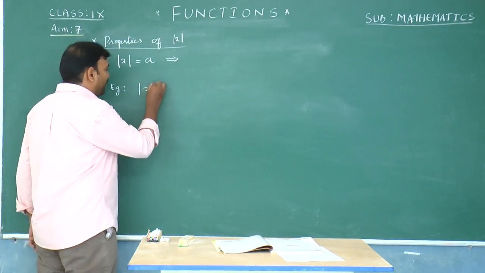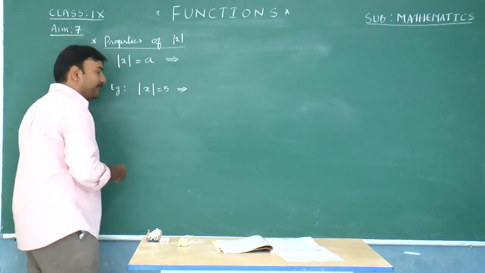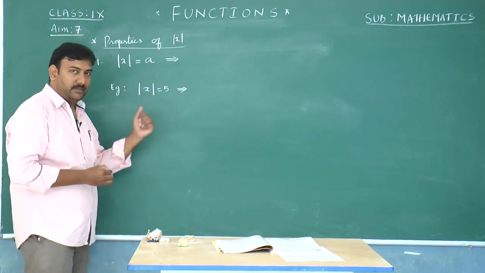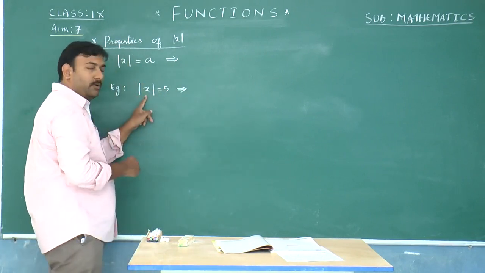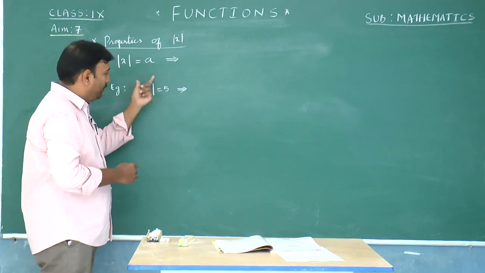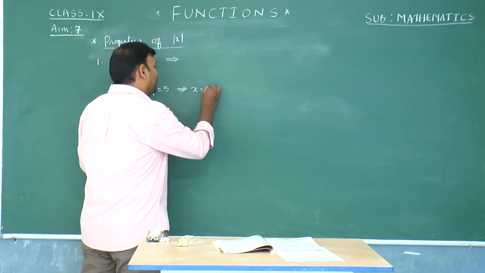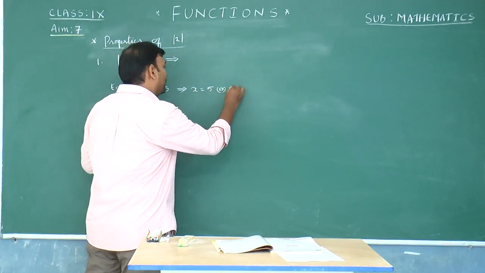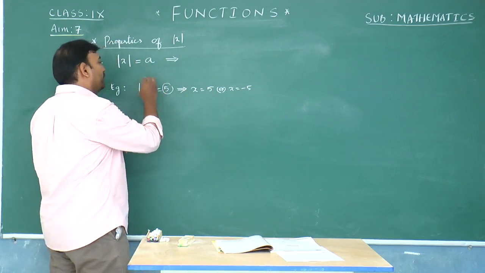Say the absolute value of x is equal to 5. Tell me, what are the values of x which satisfy this equation? The value of x which satisfies the equation is plus 5 or minus 5. So modulus of plus 5 is equal to 5, and modulus of minus 5 is also equal to 5. Therefore the value of x is equal to plus 5, or it can be equal to minus 5. Observe carefully that I have taken a value that is positive.